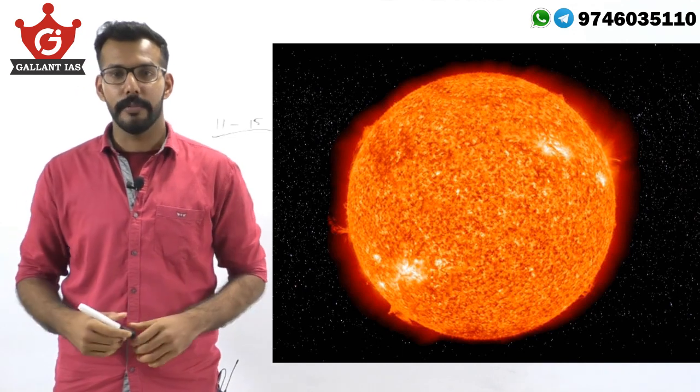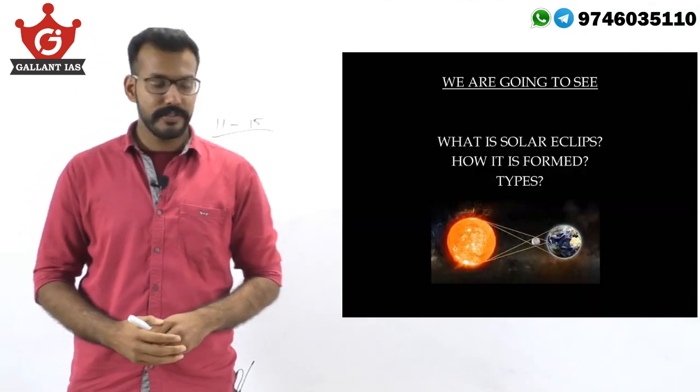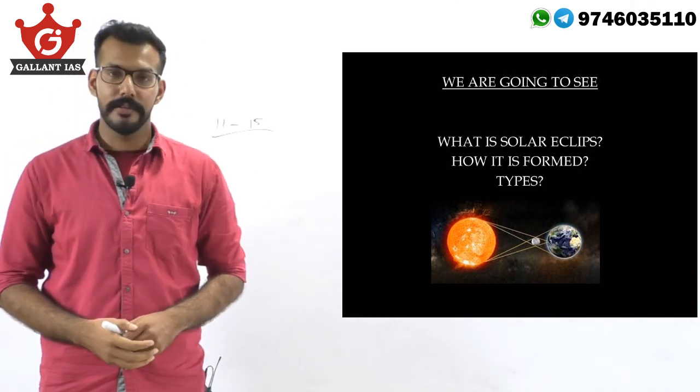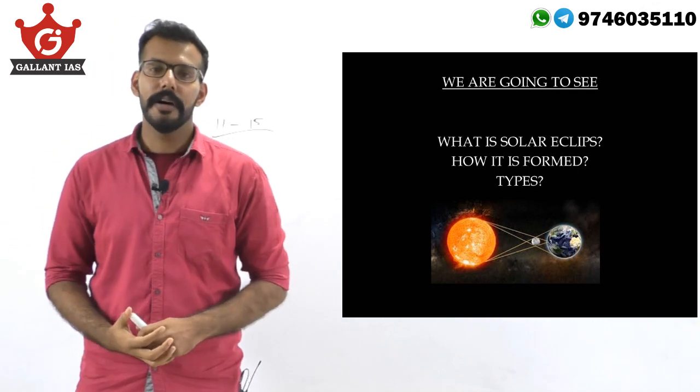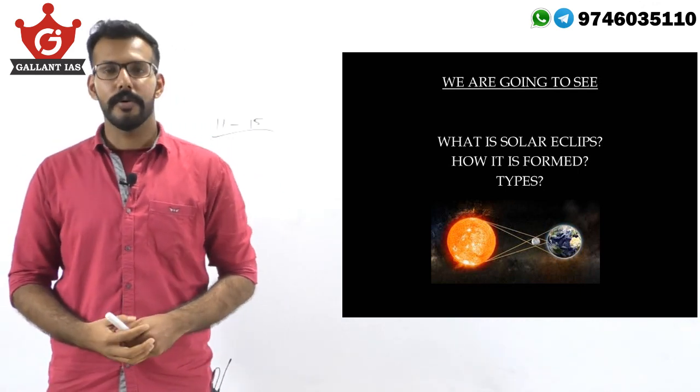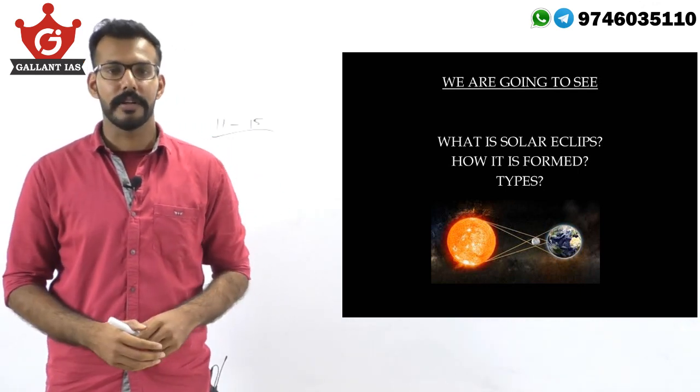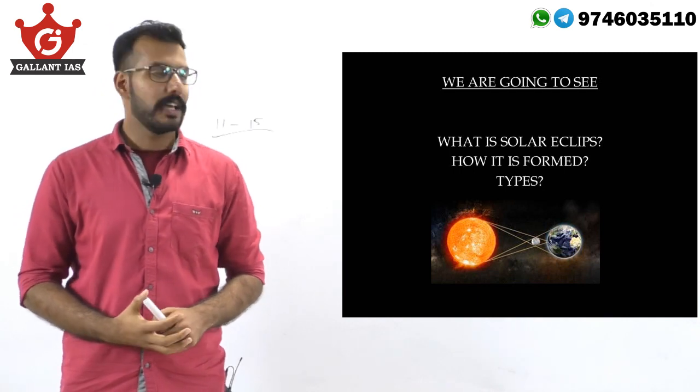Today we're going to discuss one of the current affairs topics related to geography. We're going to talk about solar eclipses. Today we're going to see what a solar eclipse is, how it is formed, and the types of solar eclipse. On 26 December 2019, the Indian subcontinent experienced a spectacular event called an annular solar eclipse. We're going to see everything about it in a while.